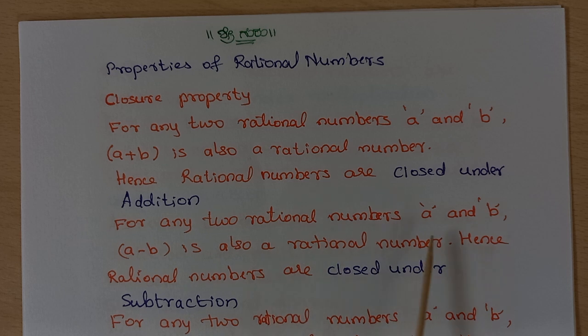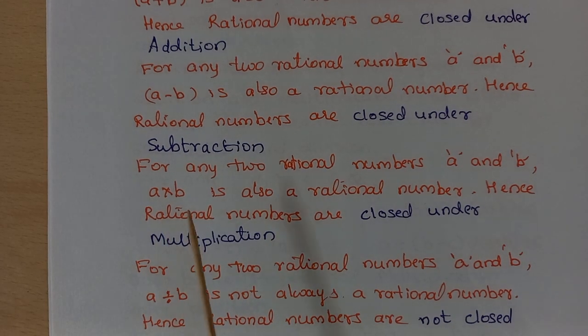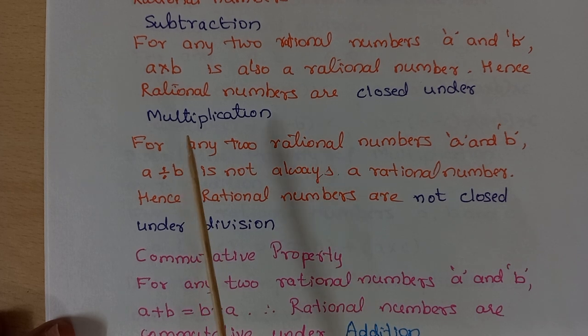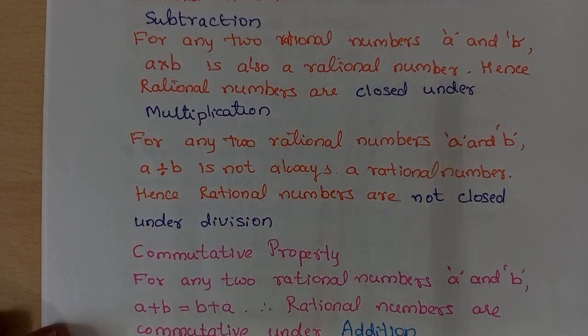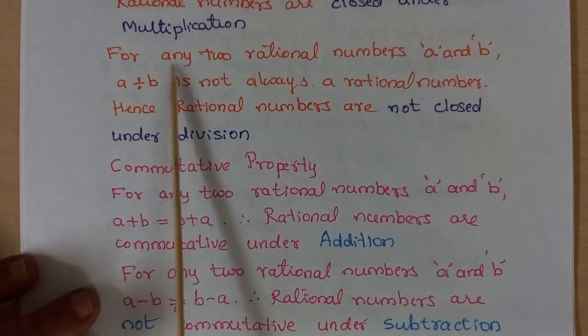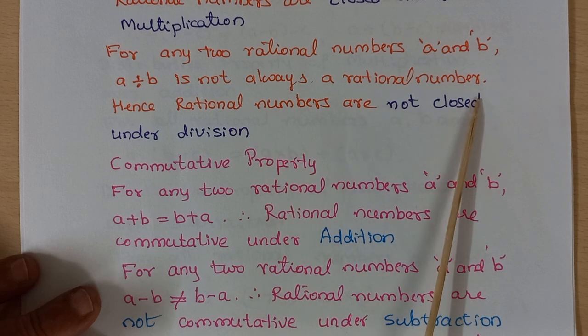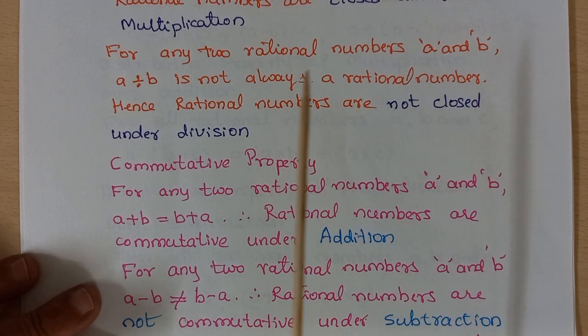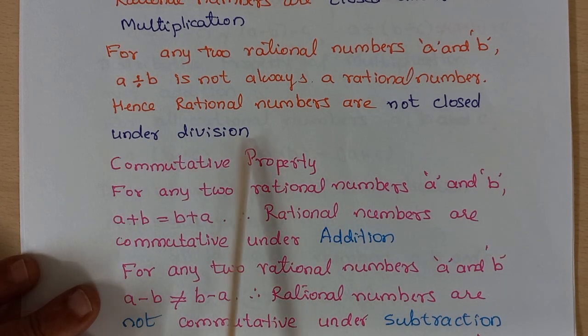For any two rational numbers a and b, a minus b is also a rational number. Hence, rational numbers are closed under subtraction. For any two rational numbers a and b, a into b is also a rational number. Hence, rational numbers are closed under multiplication. For any two rational numbers a and b, a divided by b is not always a rational number, because if you divide any number by 0, it is not defined. Therefore, we say that rational numbers are not closed under division.